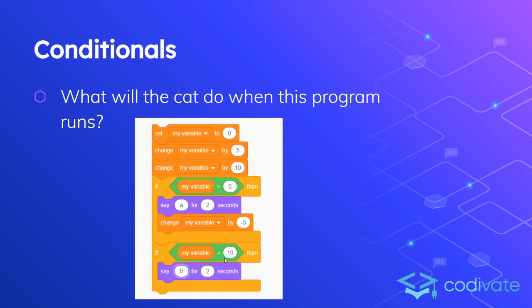Now, if the variable is equal to 10, well, let's see, when we subtracted 5 from the variable, it went from 15. Minus 5 is 10. So my variable, which is 10, is in fact equal to 10. So after it says A and subtracts 5, it's then going to say B. And that's the end of the program.